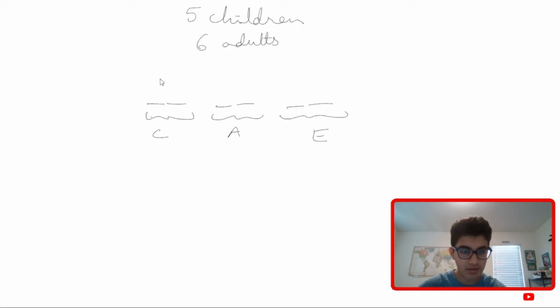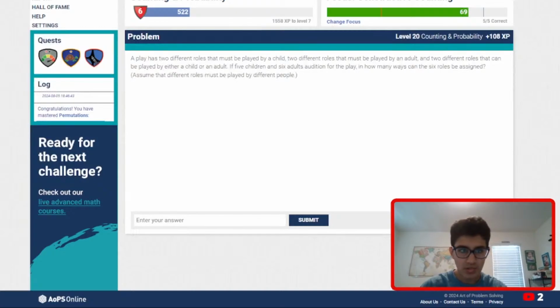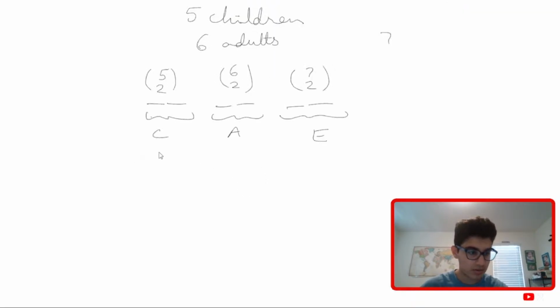So over here we have to pick the people for this. It's just five choose two. For this, it's going to be six choose two. The number of people that are left, there's seven people left. Now it doesn't matter whether they're children or adults, right? It's just seven choose two. Like we don't care if they're children or adults. It can be either. So to simplify this, it's 5 times 4 over 2 times 6 times 5 over 2 times 7 times 6 over 2. All of these will simplify a bit.